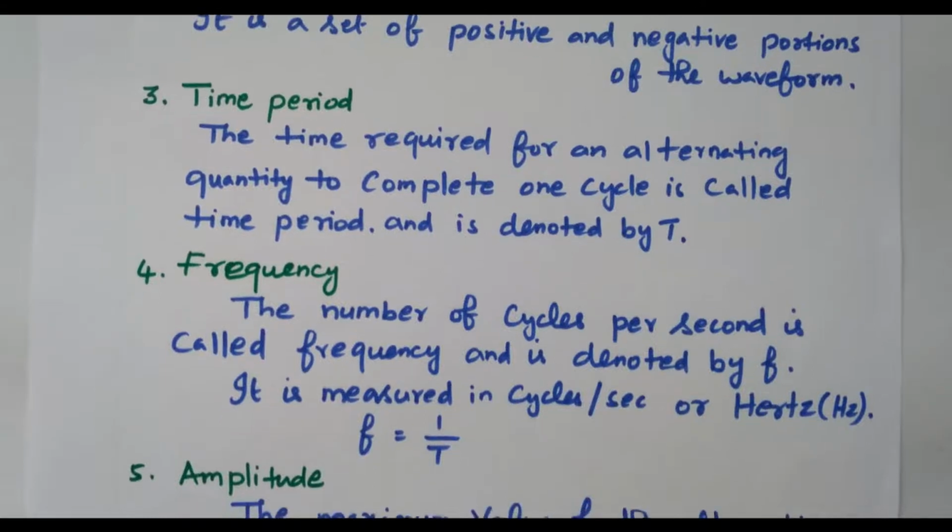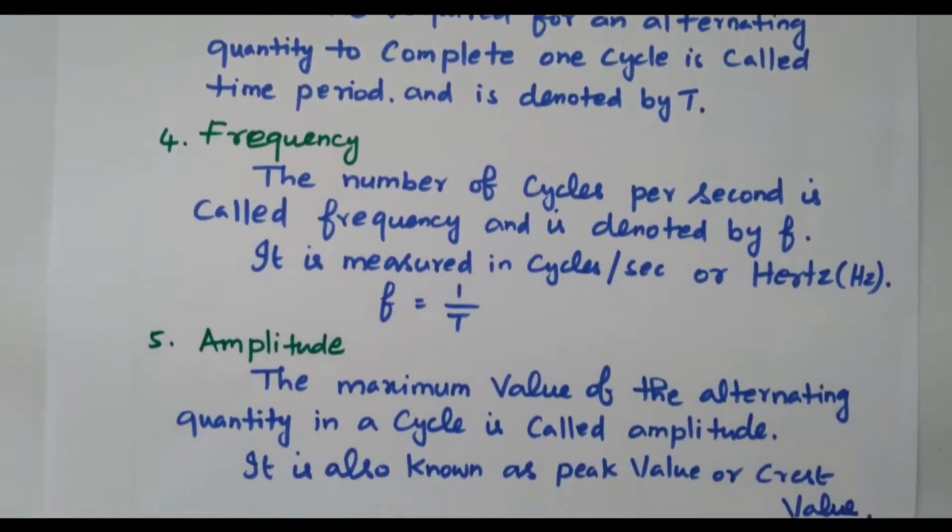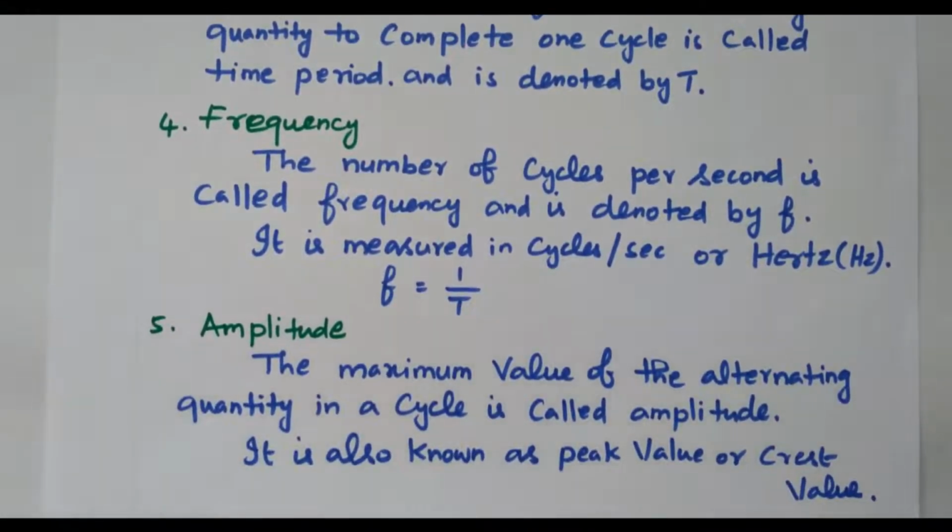Then amplitude. What is amplitude? It is the maximum value. We already referred to it in the diagram. Alternating means the positive and negative keep changing, and the value also keeps on increasing and decreasing. In that, the maximum value of the alternating quantity in a cycle is called the amplitude. The maximum value is called the amplitude. It is also called the peak value or crest value. Peak means maximum.